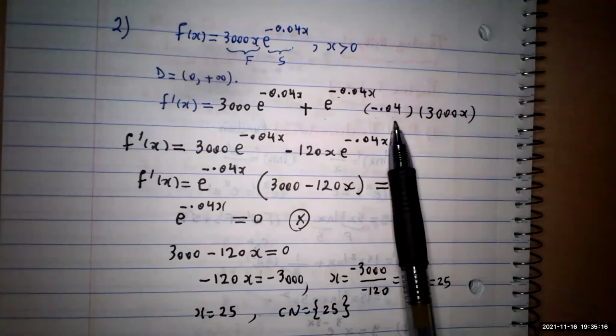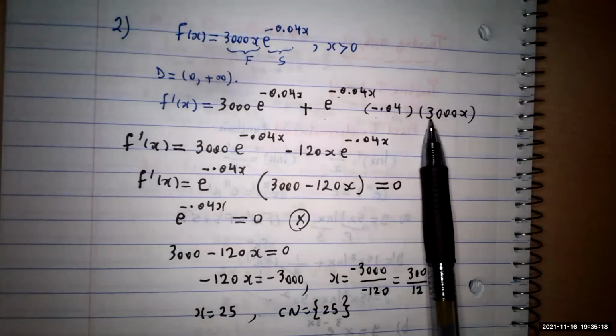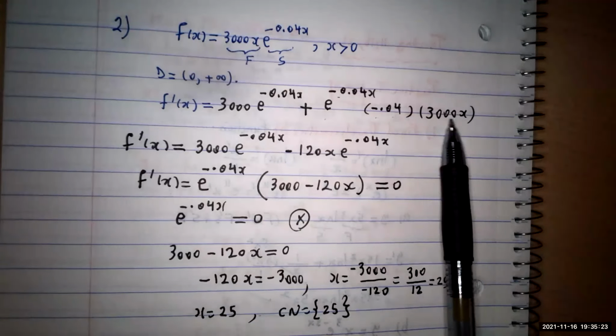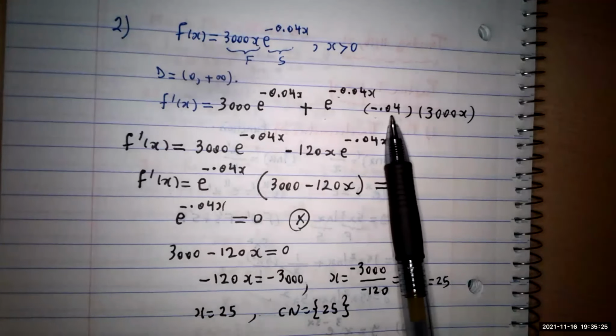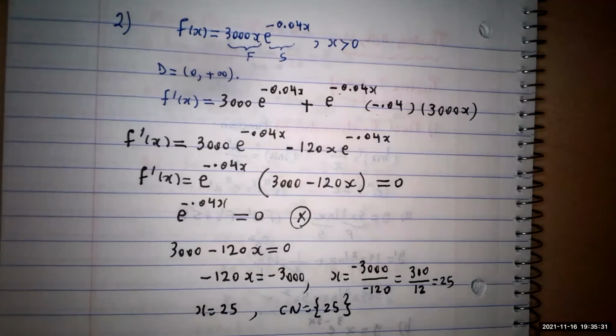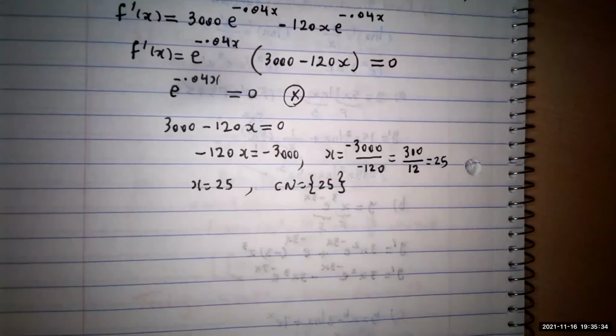3000 times 0.04. 3 times 4 would be 12 with 3 zeros. You have 2 decimal places, you simplify it, 120. Any more questions? No, we are not done, of course. This is the critical number.